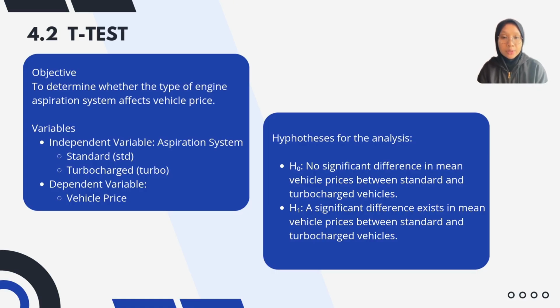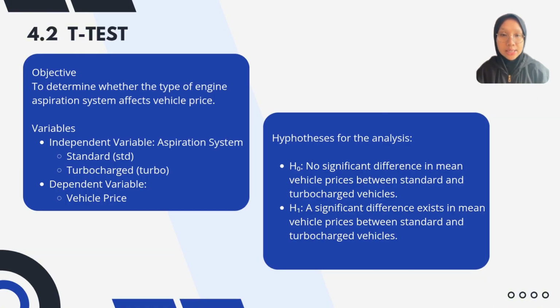An independent sample t-test was selected because it is designed to compare the mean value of a continuous variable across two independent groups. In this case, we are comparing the average vehicle price of standard and turbocharged vehicles. Since the aspiration system has two separate groups and the vehicle price is measured on a ratio scale, the independent sample t-test is the most appropriate statistical method for this analysis.